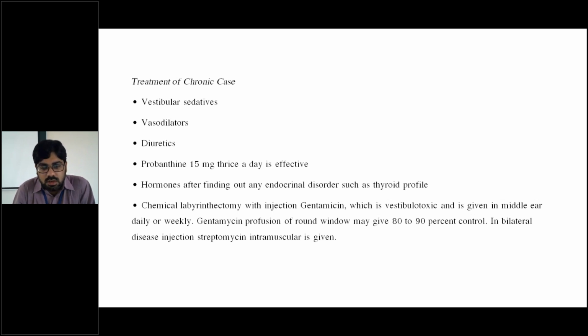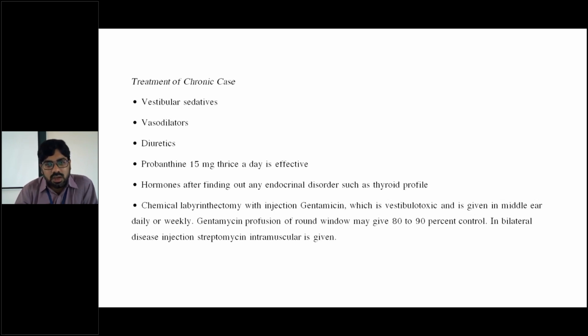So how do we do a chemical labyrinthectomy? We give this injection gentamicin into the middle ear, either daily or weekly according to the severity of the symptoms. For gentamicin perfusion, the needle is pointed towards the posterior inferior quadrant, that is at the round window area, because it has a thin membrane. It has a secondary tympanic membrane also. The oval window is totally covered with the footplate of the stapes, so you cannot infuse fluid into it.